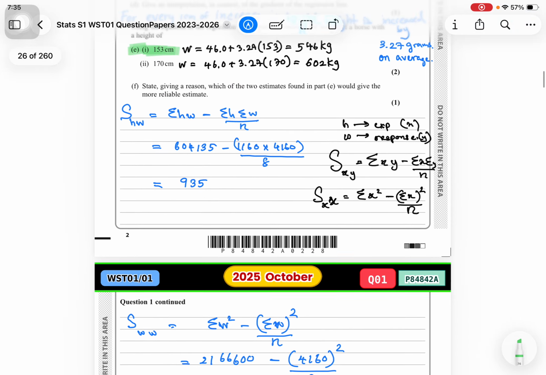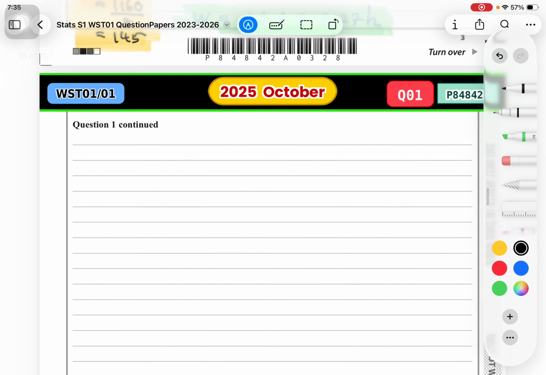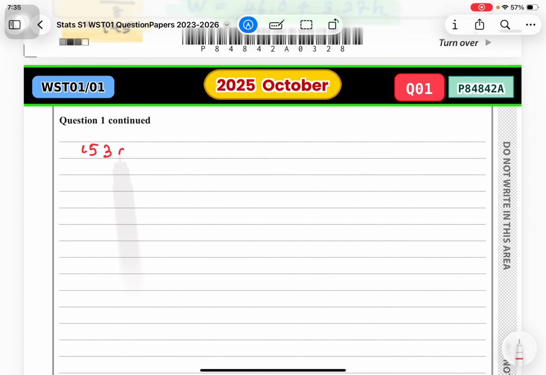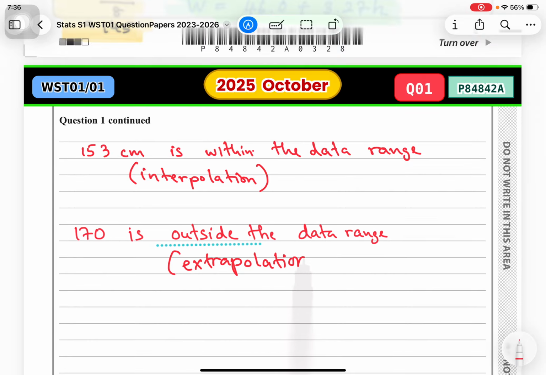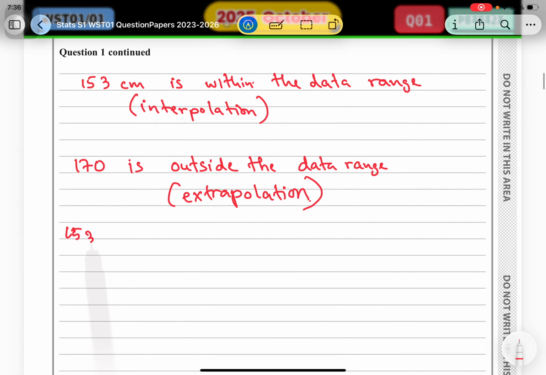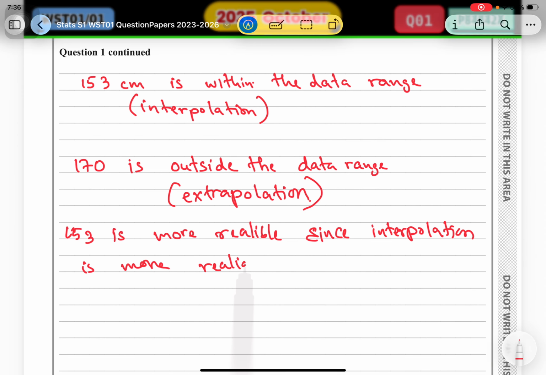Let's word it properly, like a small theory for you. 153 cm is within the data range, which we call interpolation. 170 is outside the data range, which is called extrapolation. 153 is more reliable since interpolation is more reliable, because it is inside our range.